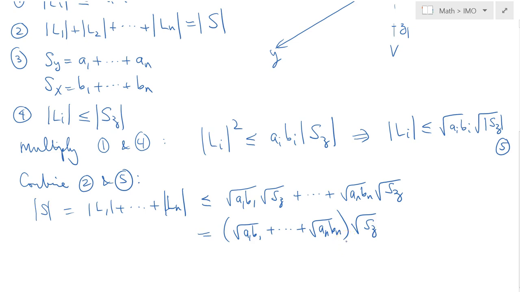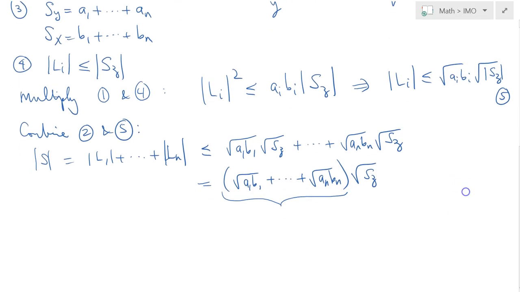And finally, the expression inside the parentheses reminds us of the Cauchy-Schwarz inequality, and in fact this thing is less than or equal to the product of the square roots of A1 plus all the way to A_n, B1 plus all the way to B_n. Okay, and finally I can just go ahead and square both sides.